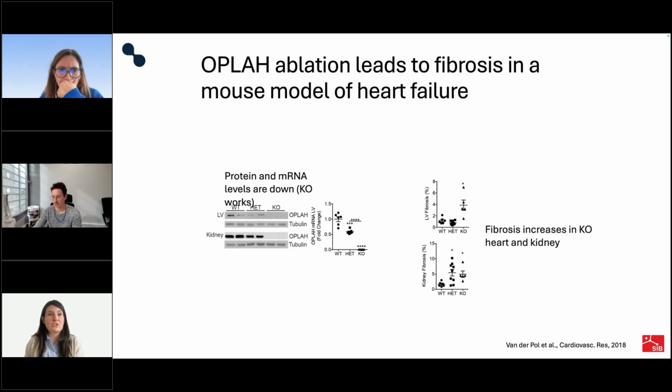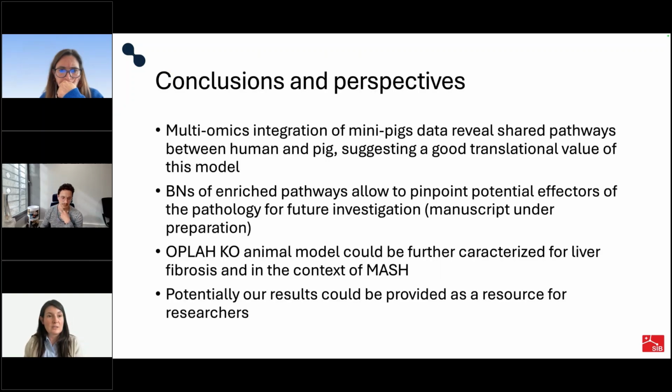So the take-home message here and the future avenues are that the mini pig is an animal model that has good translational value because of the shared mechanisms with human. Thanks to Bayesian networks, we could also identify candidate targets for future fibrosis treatment research.